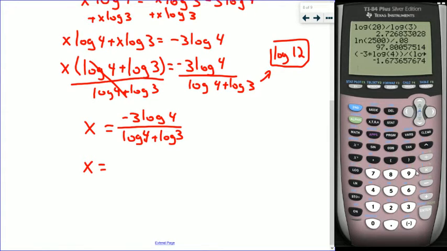And we get that x is equal to negative 1.674. X equals negative 1.674. Okay, and then if you take that value and plug it back into your original equation, you'll end up getting a true statement. Okay?